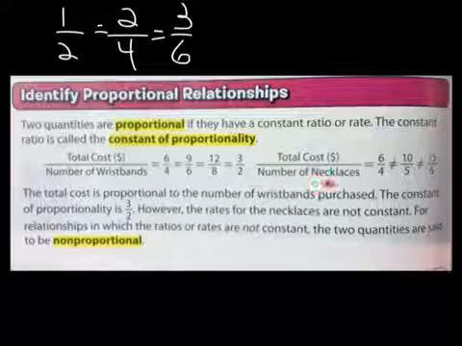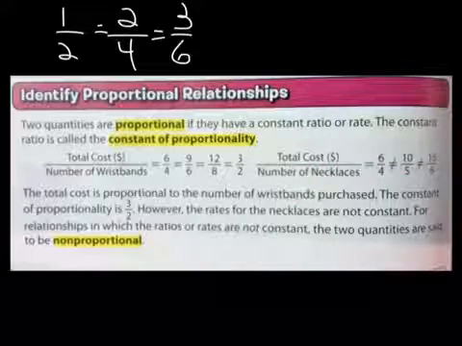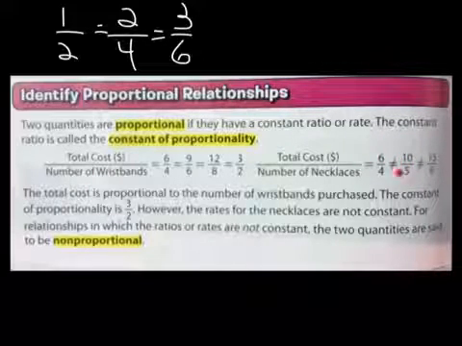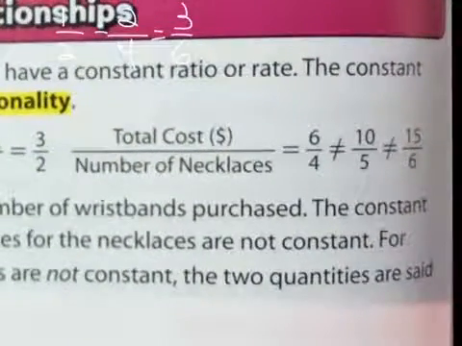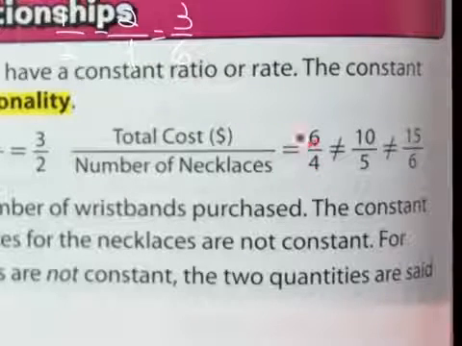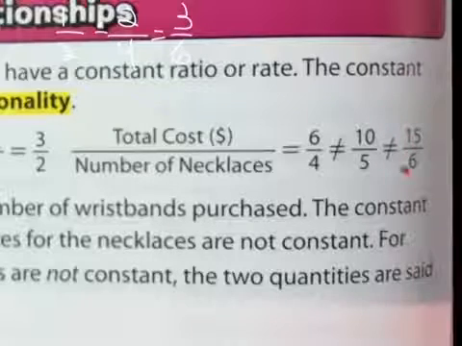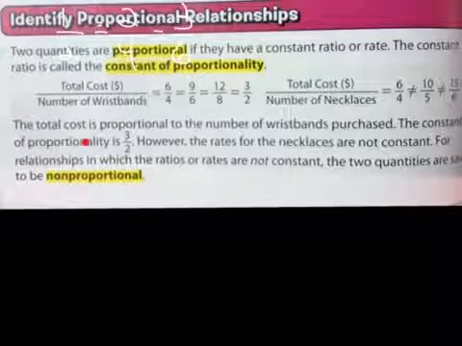The total cost and number of necklaces: $6 for 4 necklaces, then $10 for 5. Over here it's half, right? You pay $2 for each necklace, but over here you're not paying $2 for each necklace, if you see here. Okay? If it were $2 each necklace, it would be $8 on the top. So this is not proportional. And then over here, $15 for only 6 necklaces. So we went up by 1 necklace, but we went up by $5. This is non-proportional.